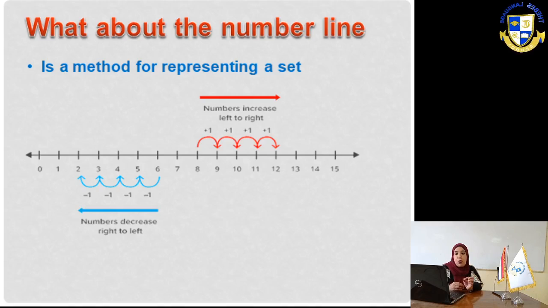So when I make a line and put points inside this line, 0, 1, 2 and so on, the distance between each two numbers will be equal. The distance from 0 to 1 is the same distance from 1 to 2, the same distance from 2 to 3, and so on. On this number line, when you move to the right, the number increases, and when you move to the left, the number decreases.